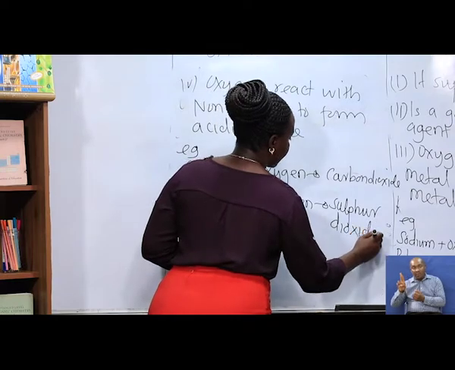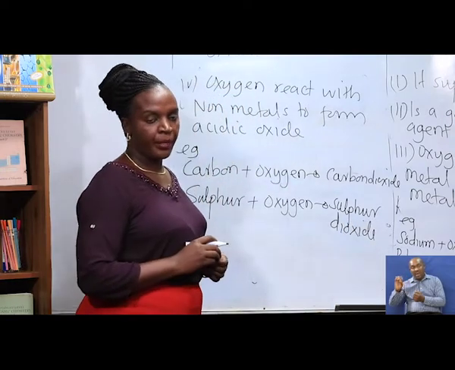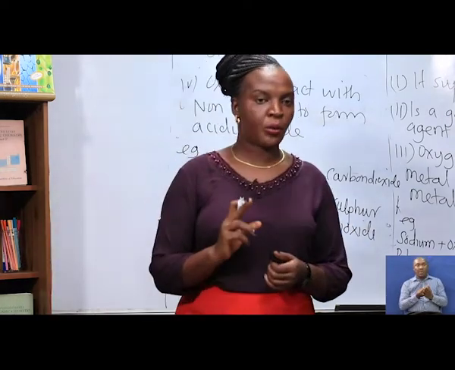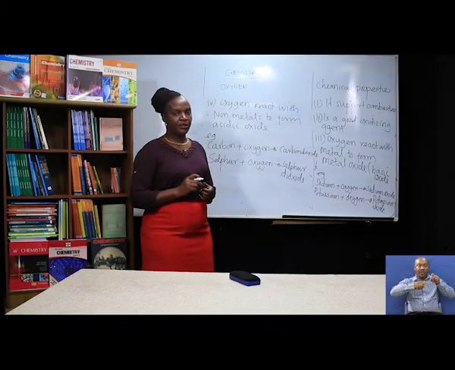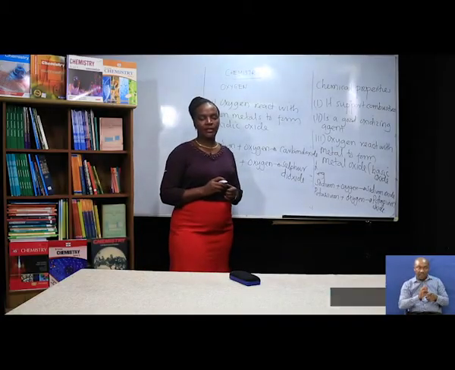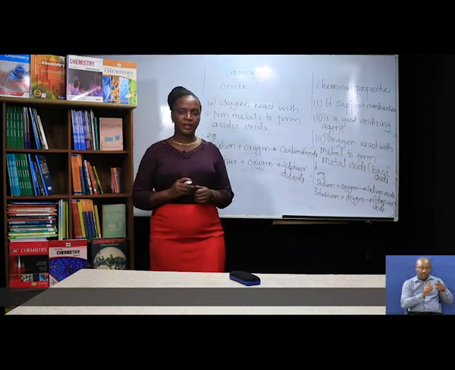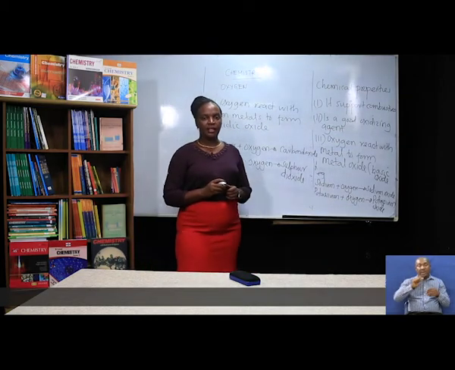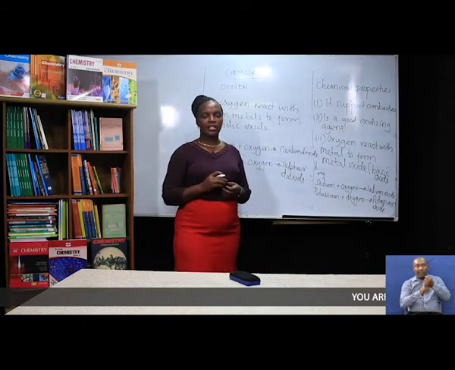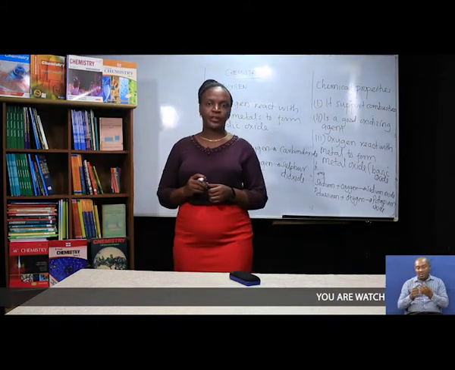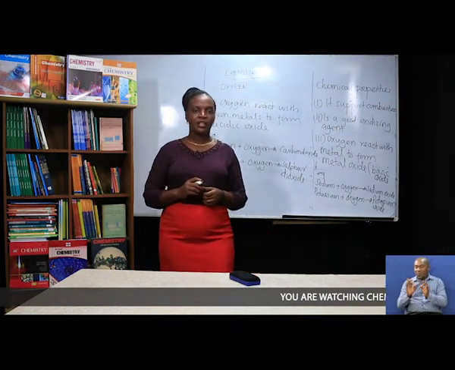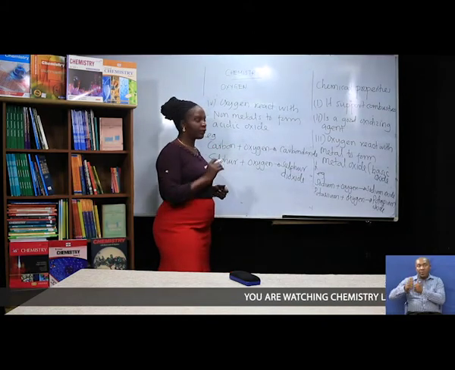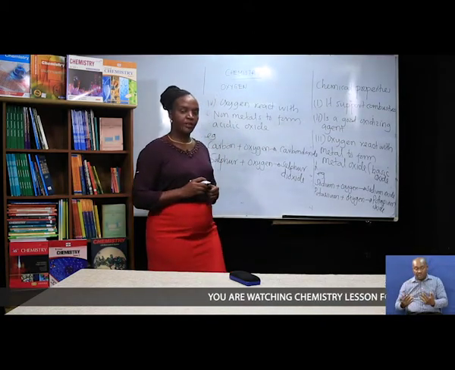So these are the chemical tests of oxygen. Number one, it reacts with metal to form metallic oxide. Number two, it reacts with non-metal to form non-metallic oxide. Number three, it supports combustion. And number four, it is a very good oxidizing agent. So these are the chemical and the physical properties of oxygen.